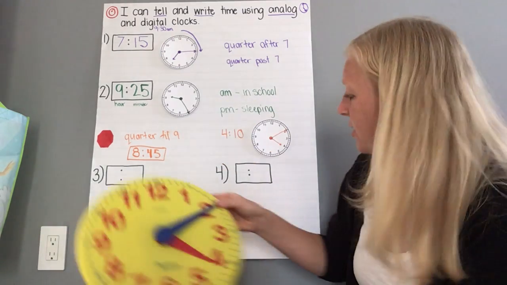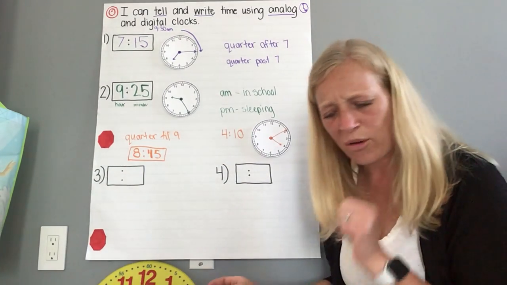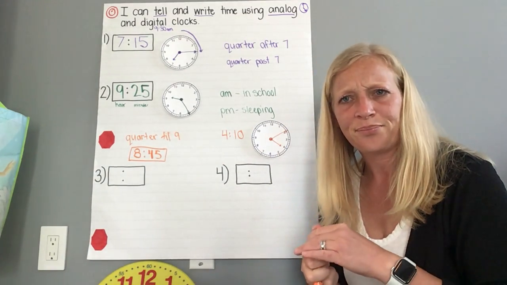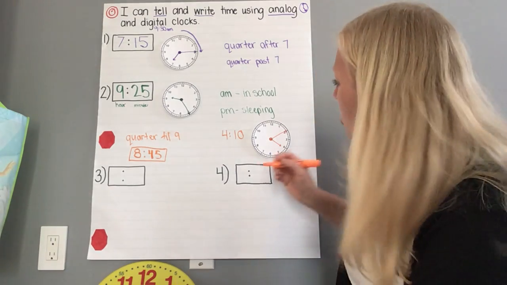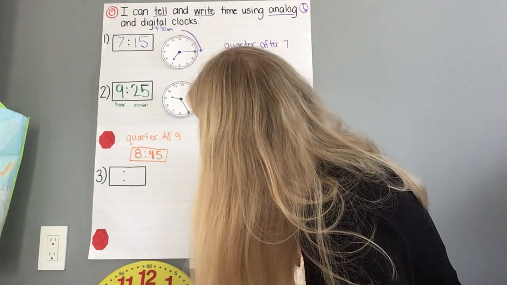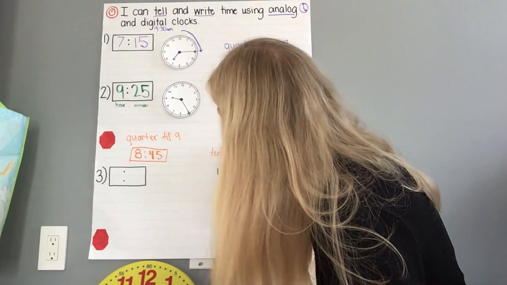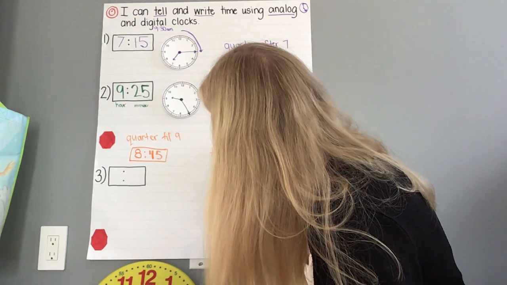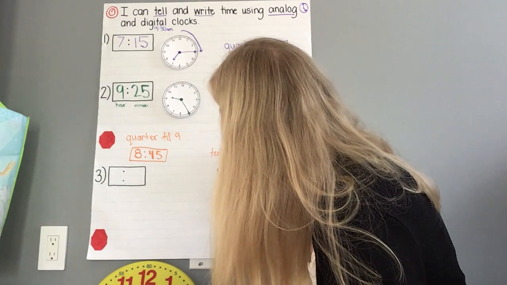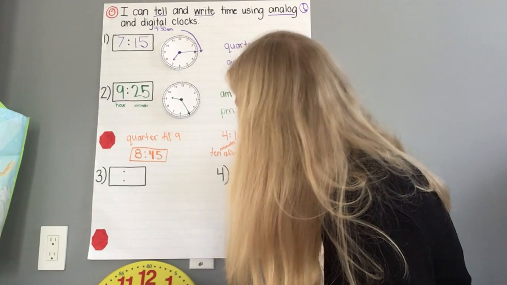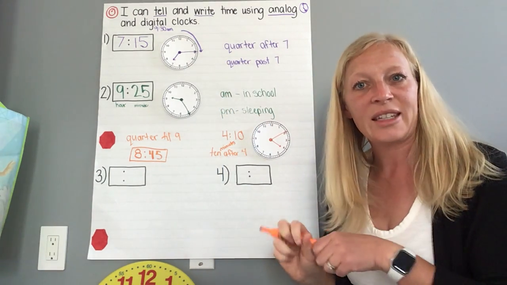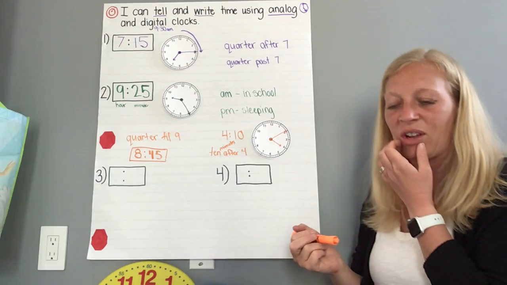Very nice, friends. Okay. Now, is there another way we can talk about 4:10? We could. So we could say 10 minutes after 4. We could say it like that, couldn't we? 10 minutes after 4. Very good.